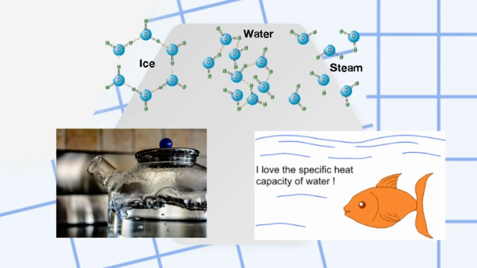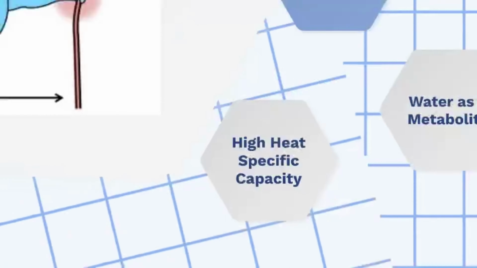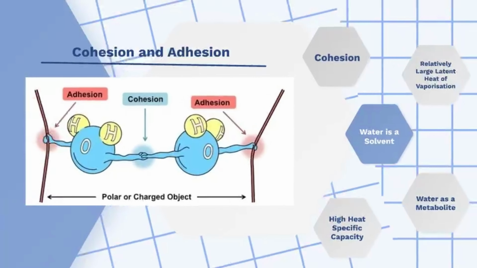So just to recap, water has a high specific heat capacity. This is because the hydrogen bonds between the water molecules are strong and it takes a lot of energy to break those hydrogen bonds. This is important to our biology because we need to keep our bodies at a stable temperature. The next property is that water has a relatively large latent heat of vaporization.